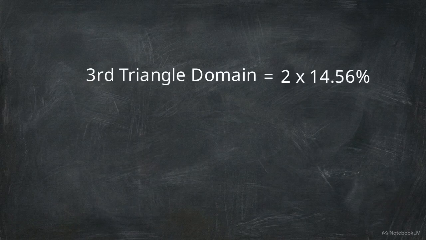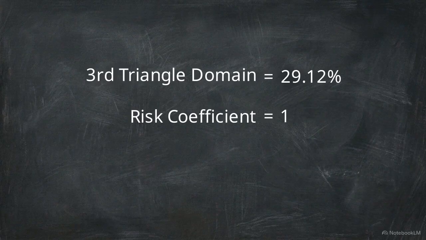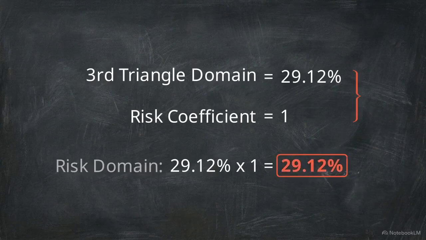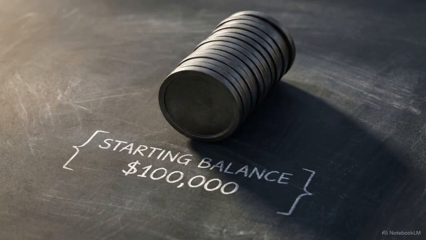We begin with the third triangle domain percentage, calculated by multiplying 2 by 14.56%, yielding 29.12%. The assigned risk coefficient is 1. Multiplying the domain by this coefficient locks our final risk domain parameter at 29.12%. The baseline hypothetical capital assigned to run this documentation model is $100,000.